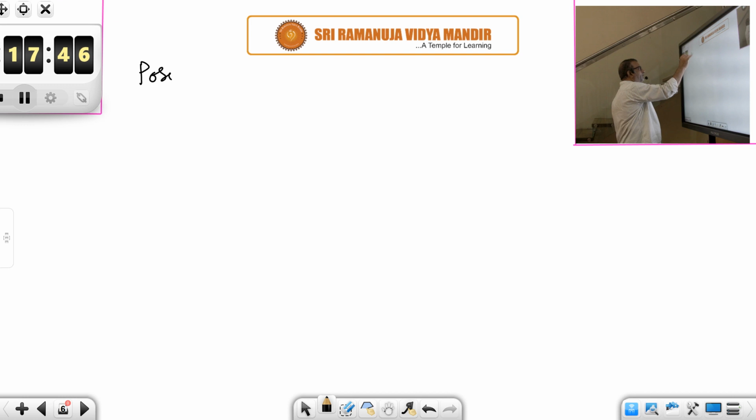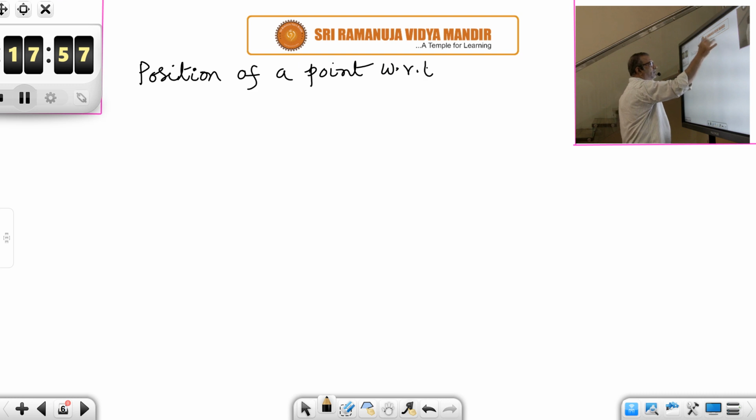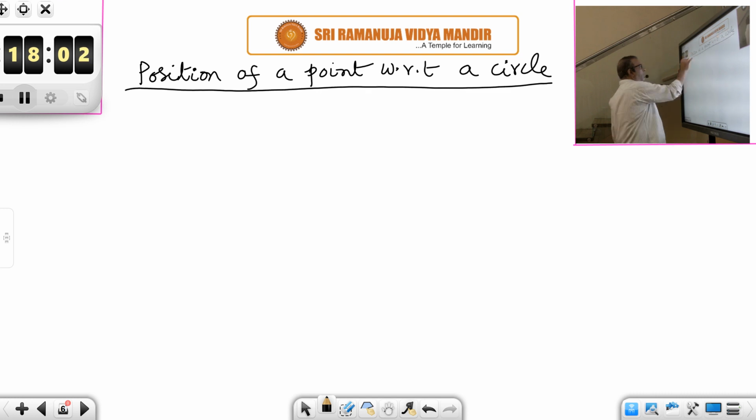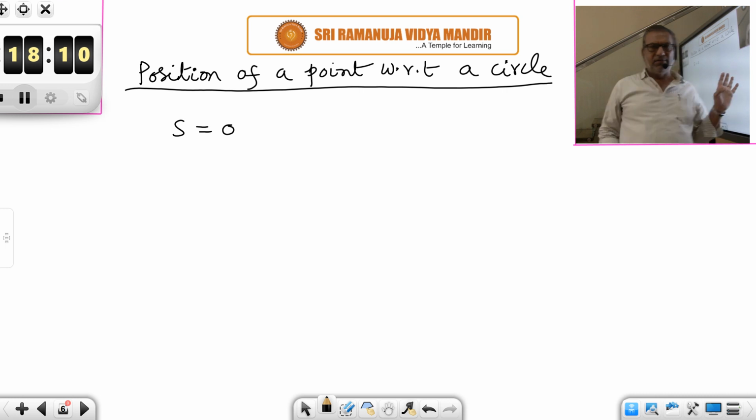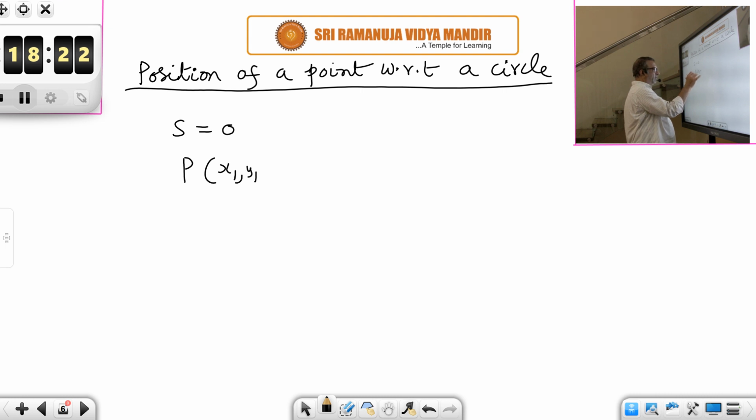Position of a point with respect to a circle. Just now we have seen it already. Position of a point with respect to a circle means a circle's equation is given. Suppose standard equation x square plus y square plus 2gx plus 2fy plus c is equal to 0. So in numerical it is given x square plus y square minus 11x plus 7y minus 3 is equal to 0. And a point is also given x1, y1. Say 2 comma minus 3, some point is given.